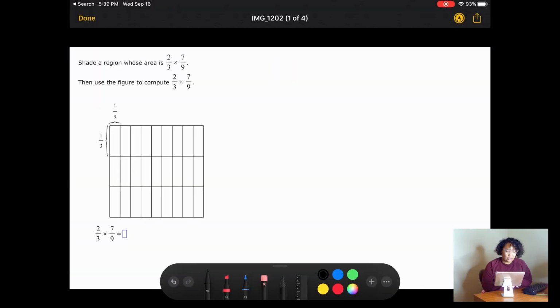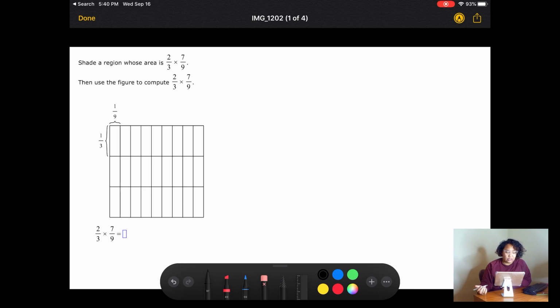So to start this, I'm just going to read the question. It says, shade a region whose area is 2/3 times 7/9, and then use the figure to compute 2/3 times 7/9. So just to recap, we're going to use an area model to show why 2/3 times 7/9 is the answer that we're going to get. This is another way to show how to multiply fractions.